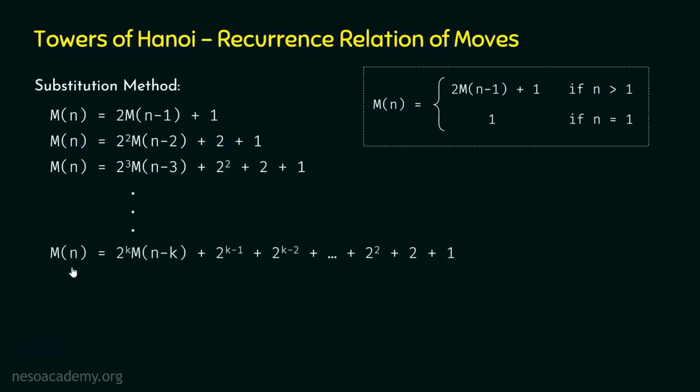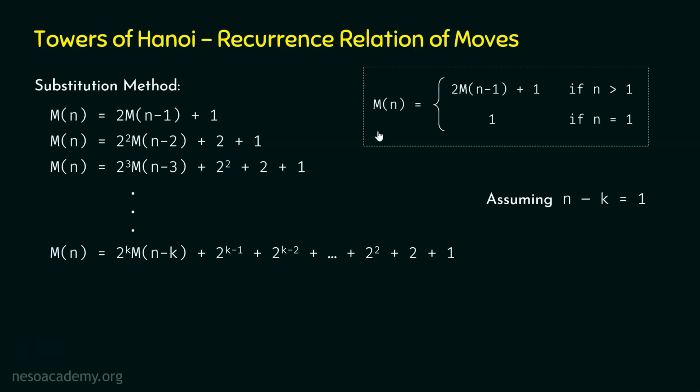So we will have this m of n, which is equal to 2 power k times m of n minus k plus 2 power k minus 1 plus 2 power k minus 2 up to 2 square plus 2 plus 1. Here I am assuming that m of n minus k has reached the base case. This means that n minus k is equal to 1. In place of n, we must have 1. So here we have n minus k equal to 1. This is my assumption. I am assuming that we have reached the base case.